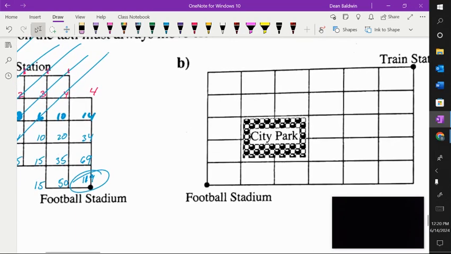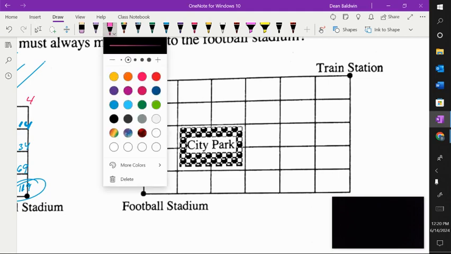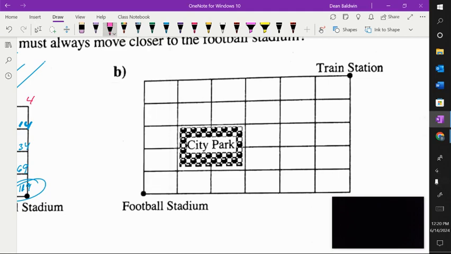All right, we're going from the train station to the football stadium. Are we not allowed to go into the city? Can't go through the city park. It's off limits to everybody. All right. So one there. One.